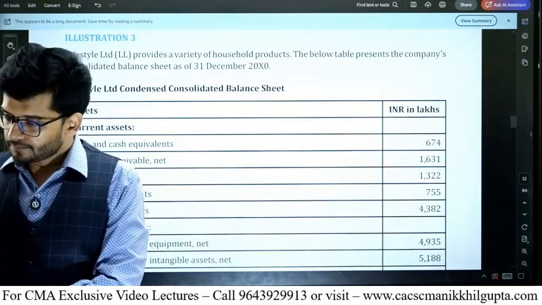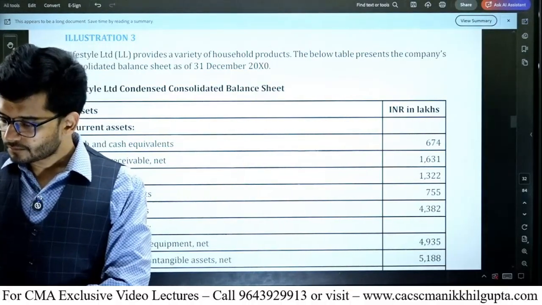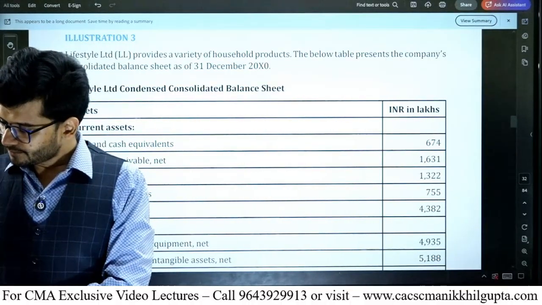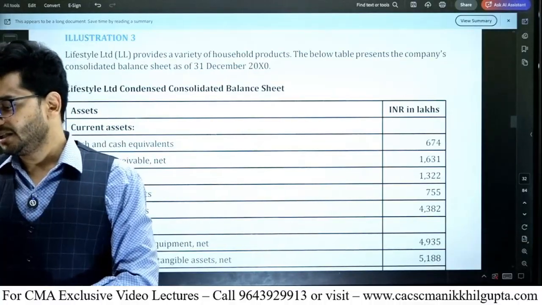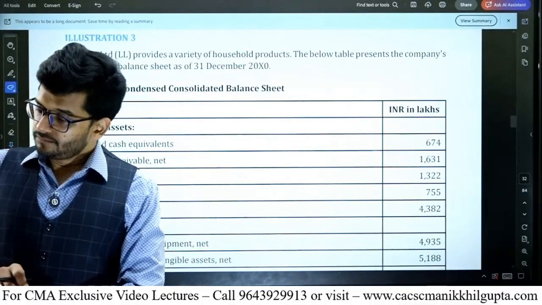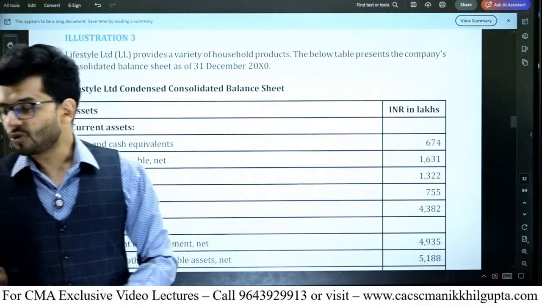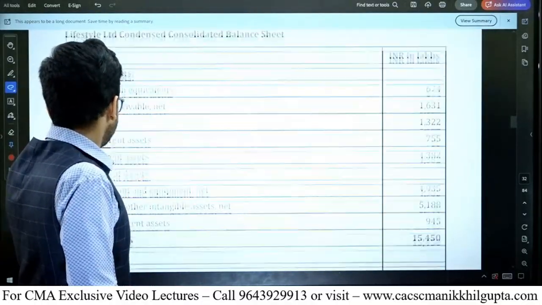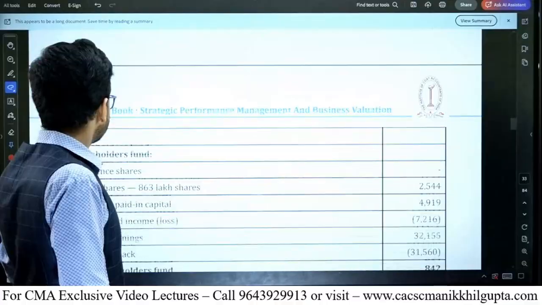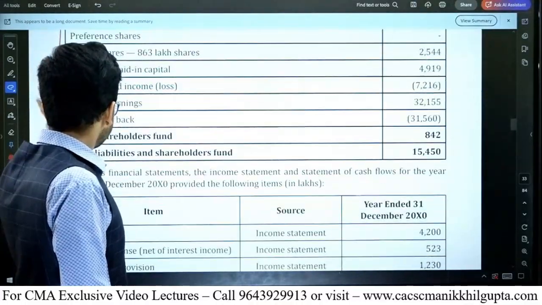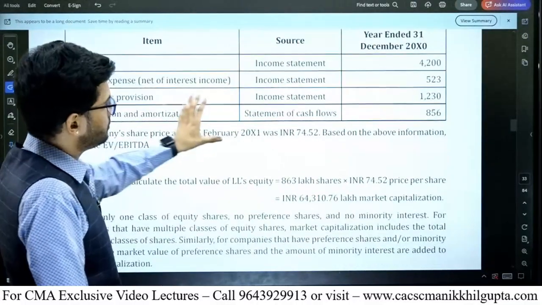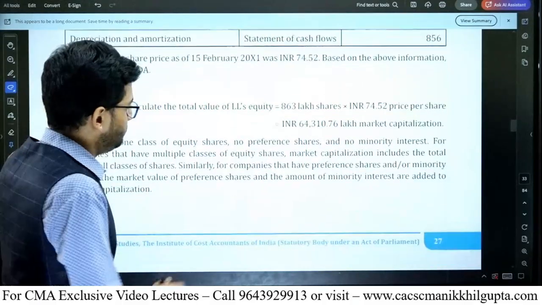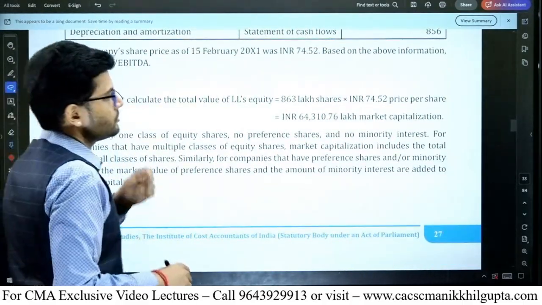Illustration number 3. We need to calculate the enterprise value. Again, guys, enterprise value to EBITDA is required to be calculated using the given information, and the given information is absolutely straightforward. Given information has got no ifs and buts, no complications in it. Absolutely straightforward. Competition is there, and EV is required to be calculated. Enterprise value is required to be calculated.